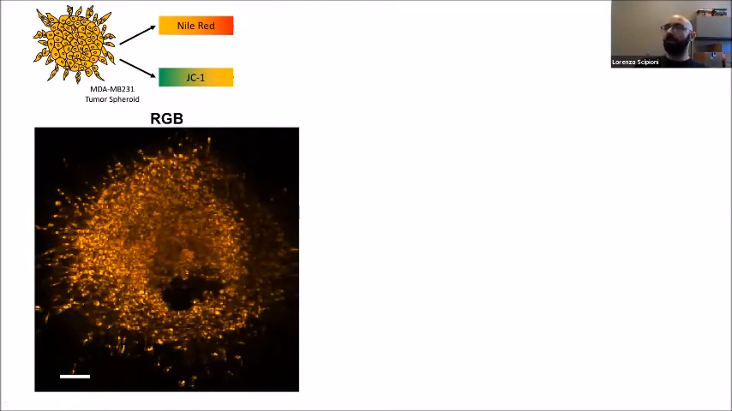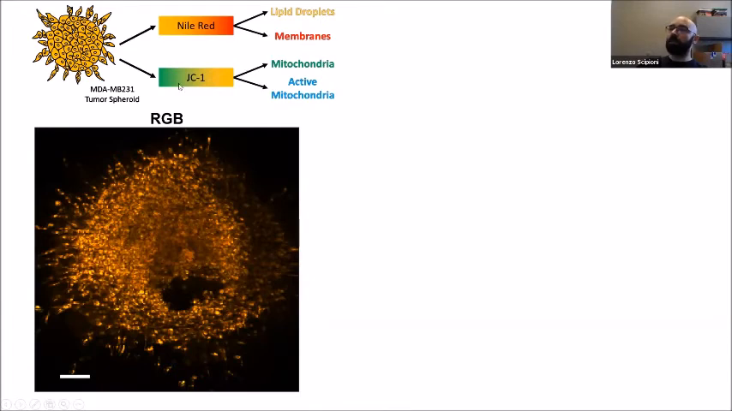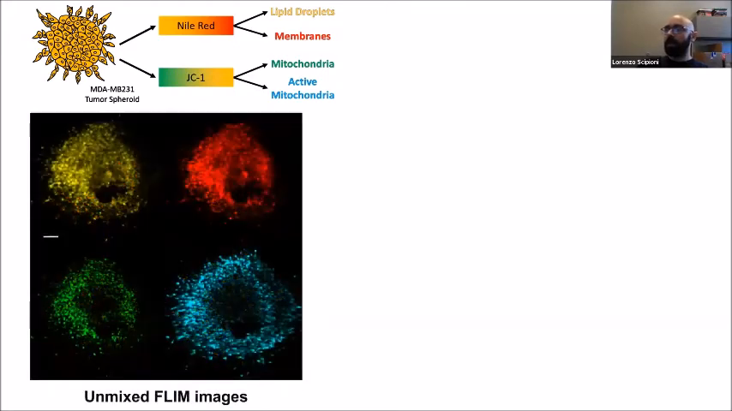In this case, we labeled a breast cancer spheroid with two dyes, Nile Red and JC1. Both of them have two typically emission spectra. The Nile Red has a spectrum that localizes more in lipid droplets, one more in membranes, and JC1 labels the mitochondria in green and active mitochondria, meaning hyperpolarized mitochondria, in orange. So we have four spectral components that we characterize separately. And then we can use this information to unmix four images, each of which is a FLIM image.